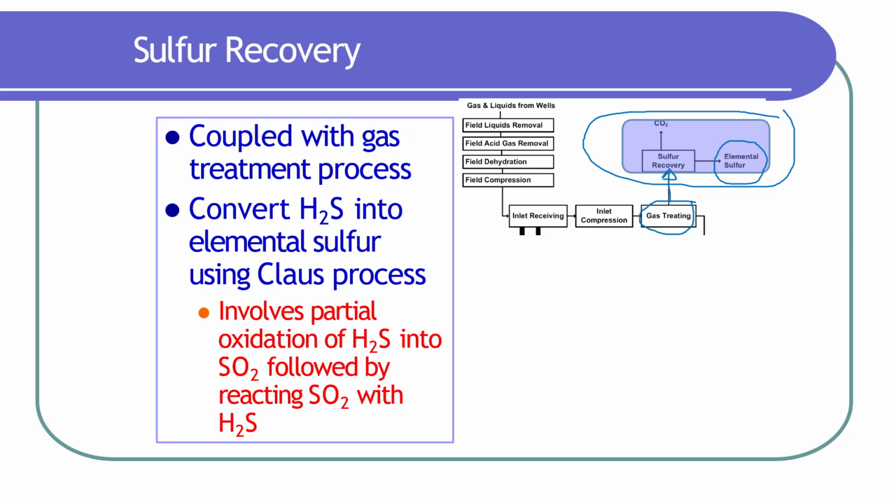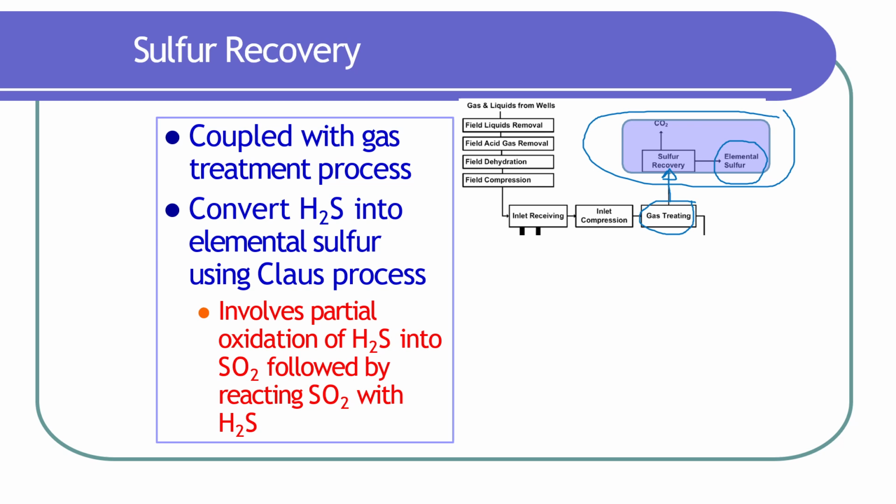We're going to discuss the Claus process, I think, in chapter 8, and we're going to see how it's a thermally driven process and how you can convert the H2S, which is a poisonous gas, to elemental sulfur, which is S, or solid state sulfur, which is highly used in the fertilizer industry and polymer industry as well. The Claus process, as I explained earlier, involves partial oxidation of H2S into SO2, followed by reacting SO2 with H2S.